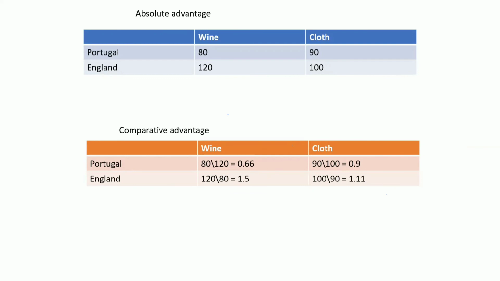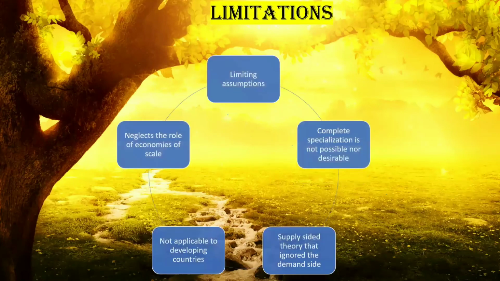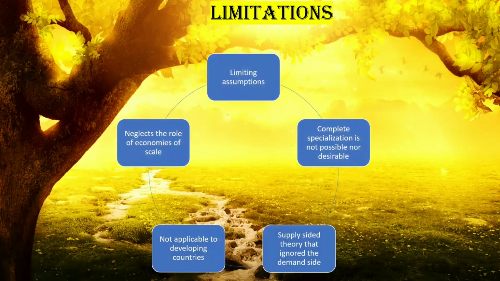Okay, so there are few limitations here. First is the limiting assumption. So there is actually no need to explain the theory on the basis of labor theory of value, as labor is not the only factor of production and it's non-homogeneous. Okay. So the second is complete specialization is not possible nor desirable, as complete specialization is possible only if the two trading countries are identical in size with similar taste.